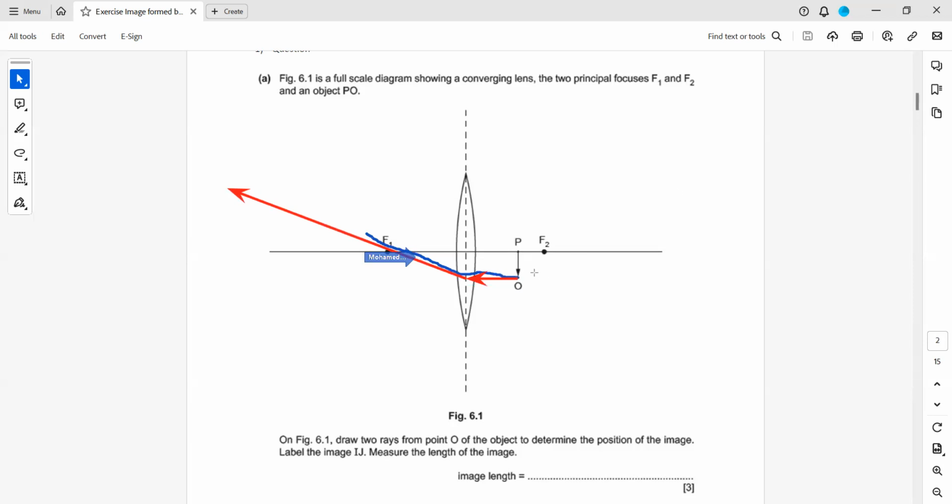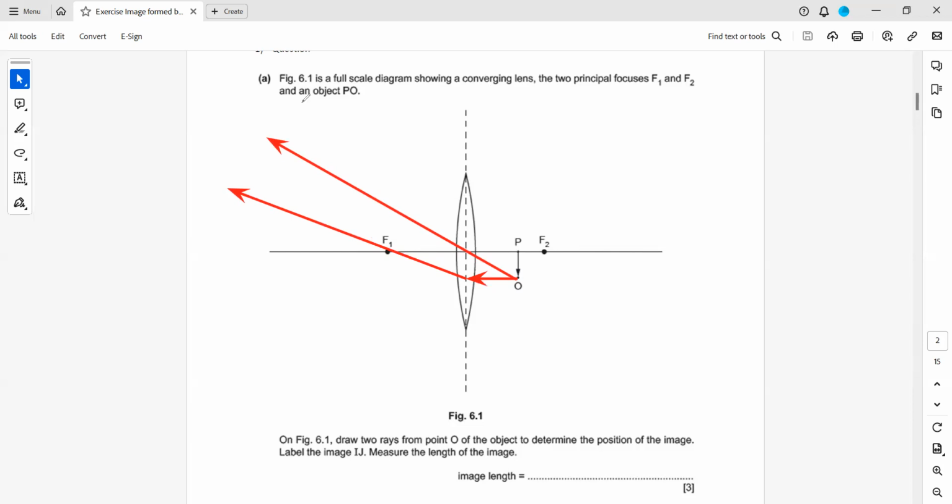Okay. The second one, which light ray? What should be the second light ray? It should pass through the center of the lens. It will pass straight. Then one mark is for drawing an eye. It's important that you draw an eye.